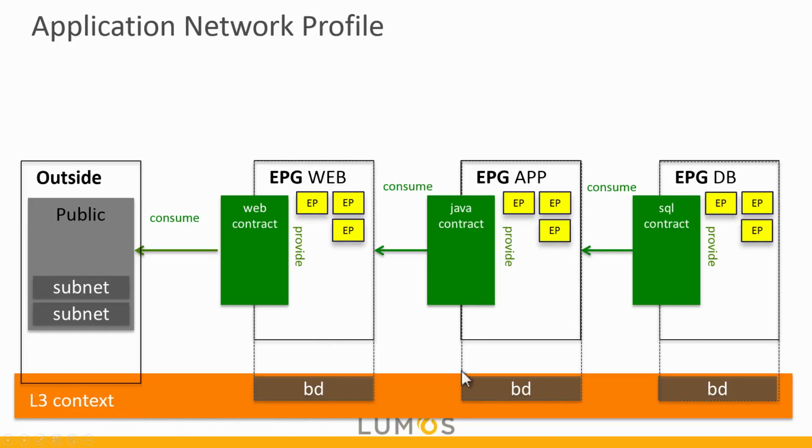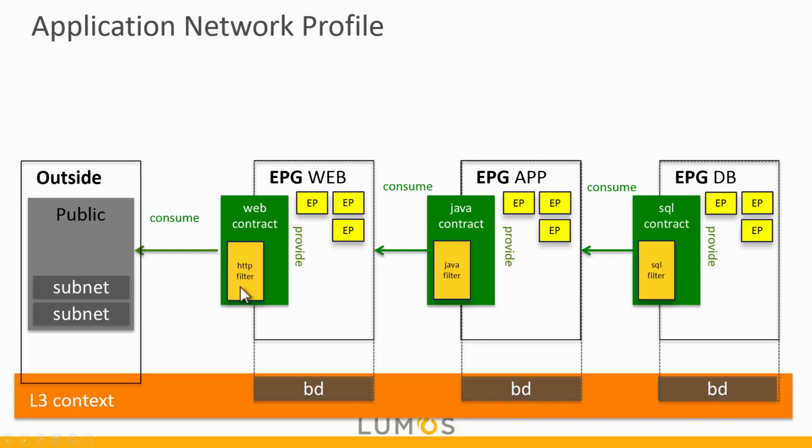Each of these web, app, and database have different and separate VXLAN VNI bridge domains. They don't have to, but in this case they do. And now we're going to add a few other things. So in our SQL contract, we'll add a SQL filter. Our Java contract will add our Java filter. And in our web contract, we'll add our web filter.